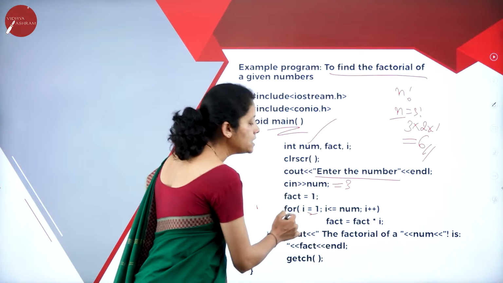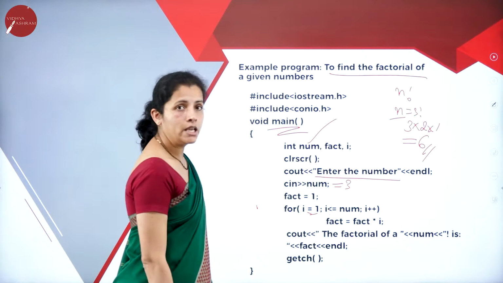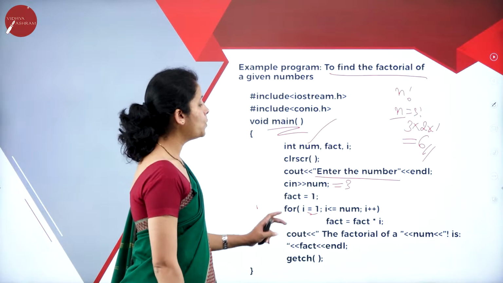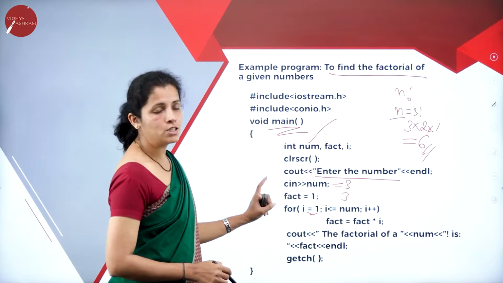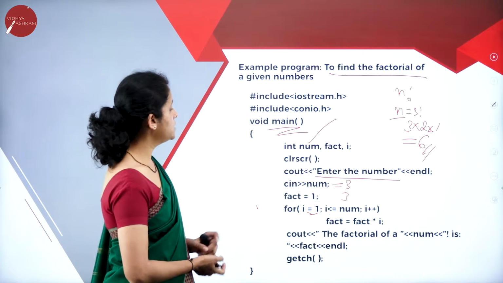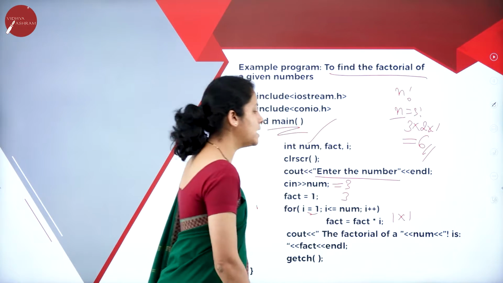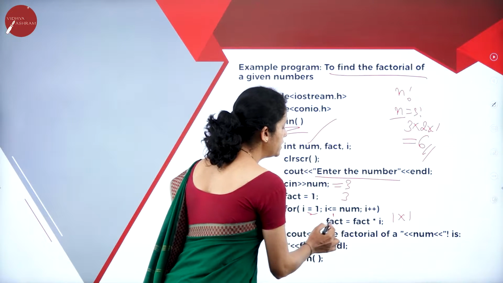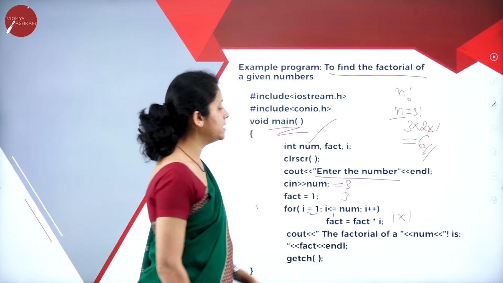Now i is 1. i less than or equal to number. So what is number here? That is 3. If this condition is true, what I want to do? I want to find the factorial. So what is fact? That is 1. And what is i? It is 1. And it is stored in the factorial 1. Now i is incremented by 1.